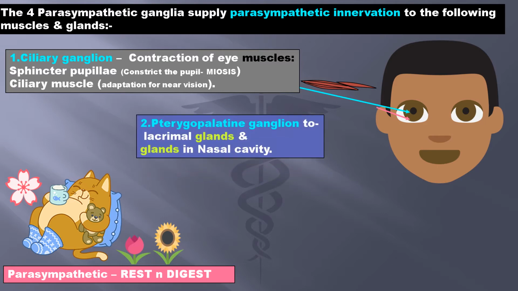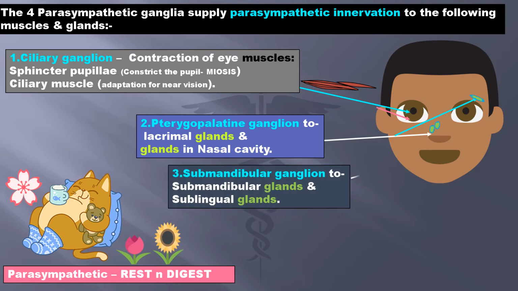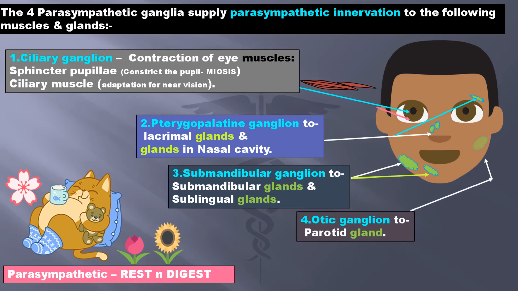The pterygopalatine ganglion supplies the lacrimal gland and glands in the nasal cavity. The submandibular ganglion supplies the submandibular glands and sublingual glands. And otic ganglion supplies the parotid gland.